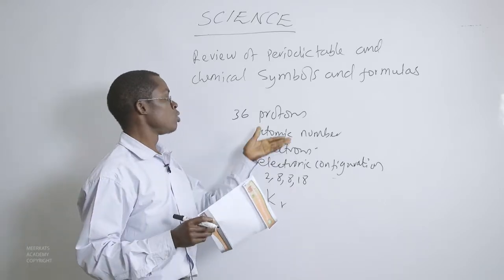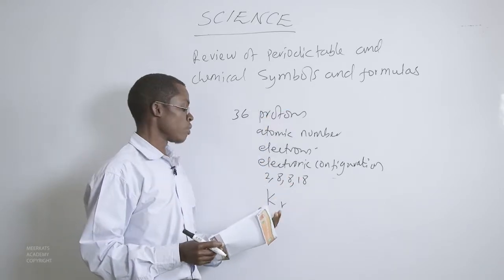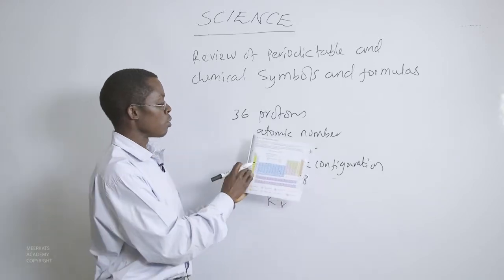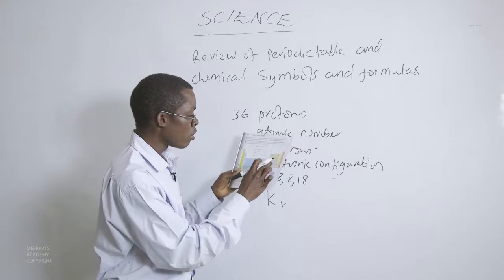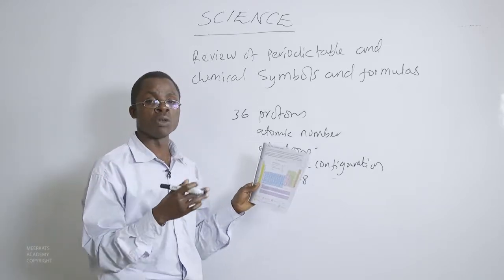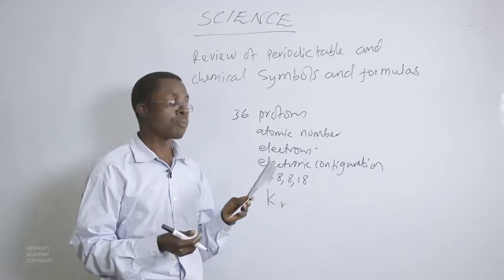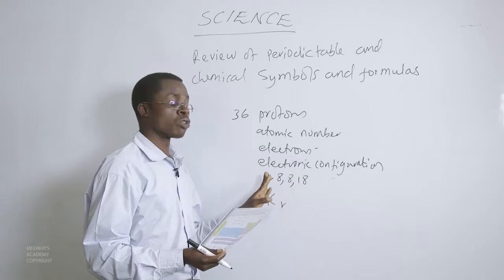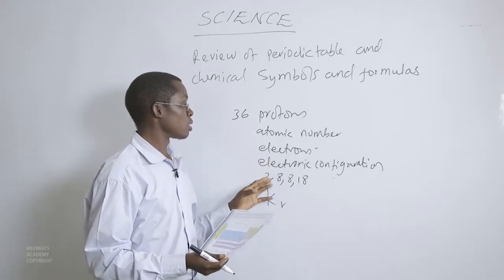So it's good you know all these steps to identify an element. You don't just go to the periodic table, look for 36 and you identify it. No, it will not be good, because you will not be helping yourself. To help yourself, you have to go through all these steps to show that you have really understood.